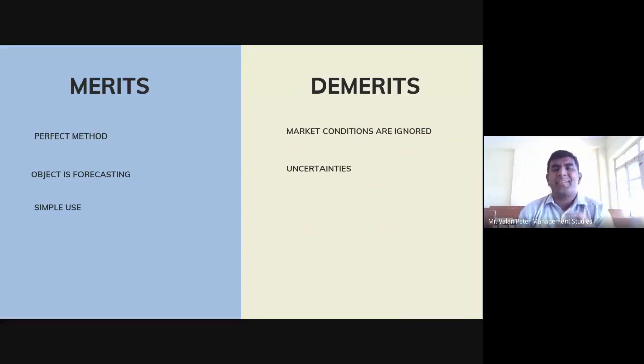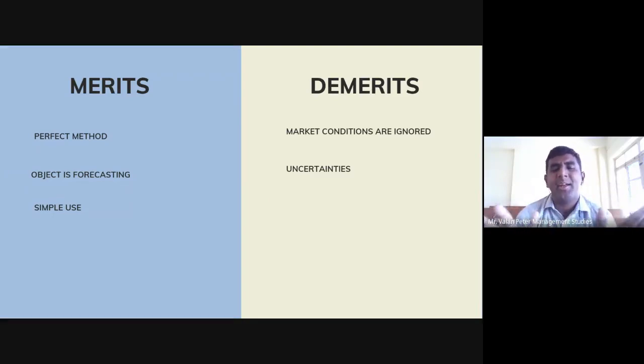What are the merits? It gives perfect numbers. Numbers speak well, right? Numbers will give you very good information. So it is accurate, more accurate. And its objective is forecasting. In any other concept, this objective will be a little diluted, but here the objective is only forecasting.